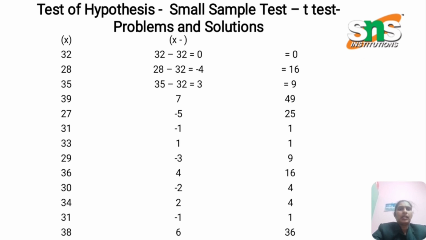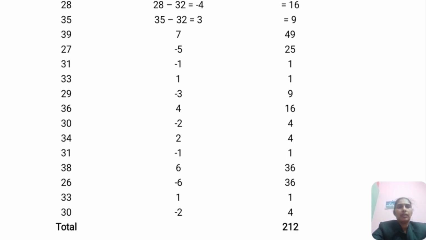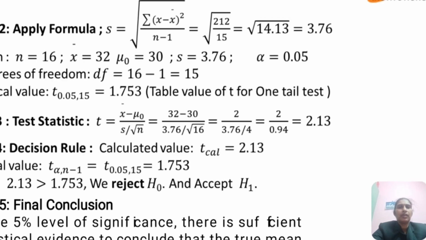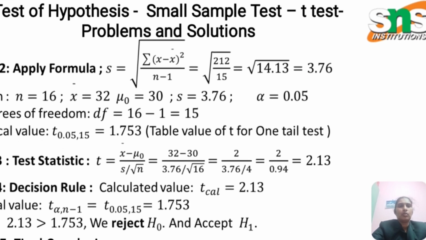Next we have to calculate the standard deviation. The standard deviation formula uses x minus x bar the whole square. Here x is 32 and x bar is the mean. We subtract these two to get x minus x bar, calculate x minus x bar the whole square, and finally find the total. After finding all the values, the sample standard deviation is root of summation x minus x bar whole square by n minus 1, root of 212 by 15, that is root of 14.13, that is 3.76.